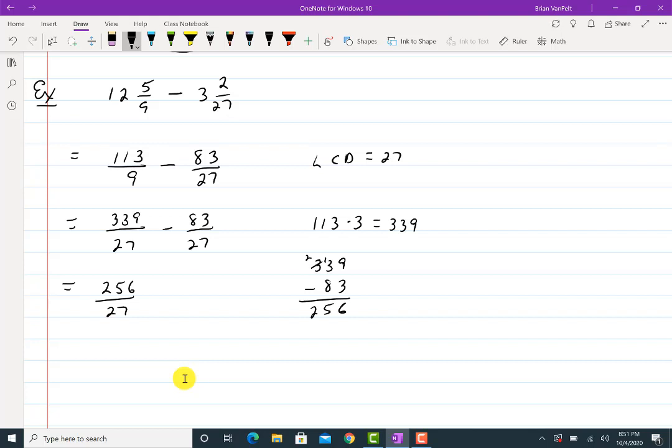And then I need to convert that to a mixed number. So let's take the 27 into 256. I think it goes in 9 times. Let me do 9 times 27. $243. So 9, that'll leave a remainder of 13. So the quotient is 9, the remainder is 13, and the divisor is 27.